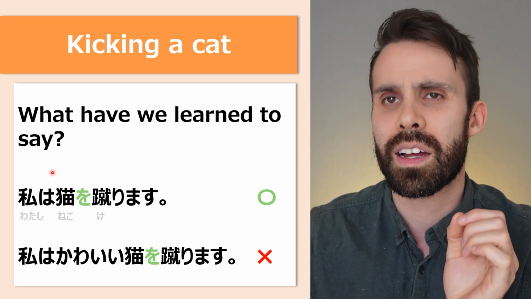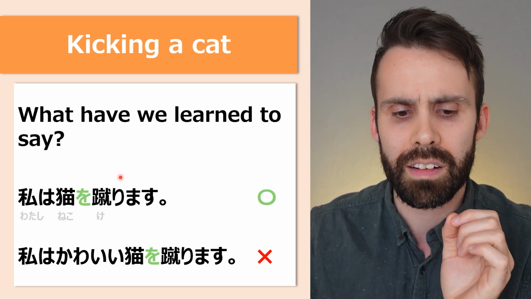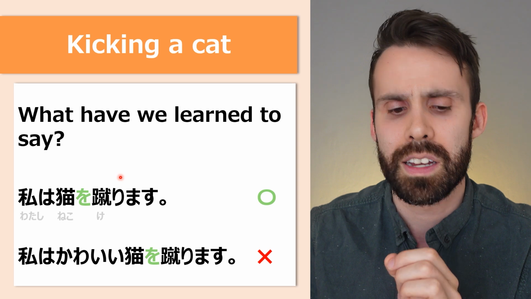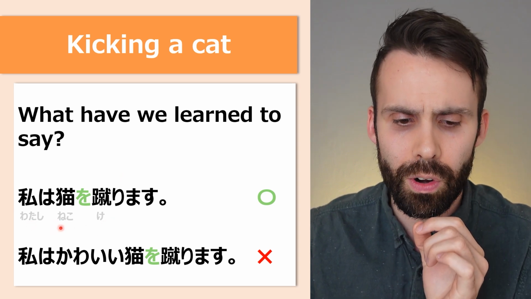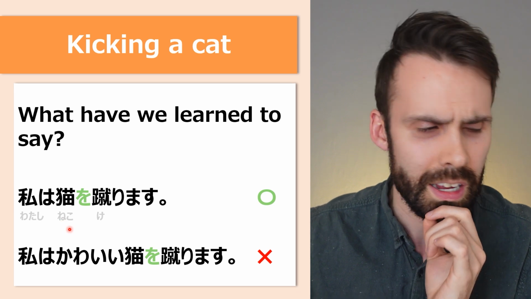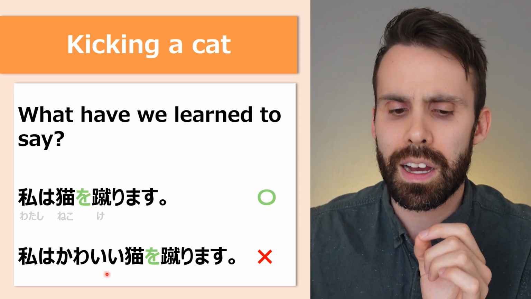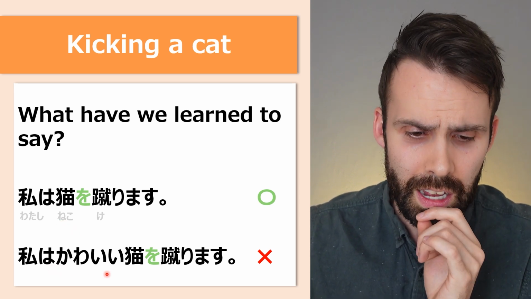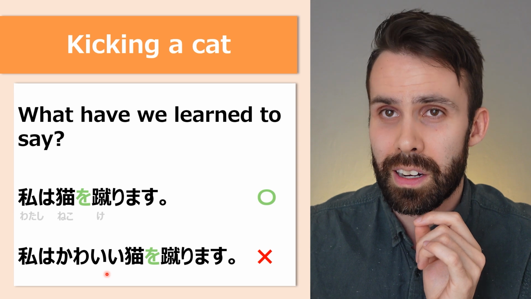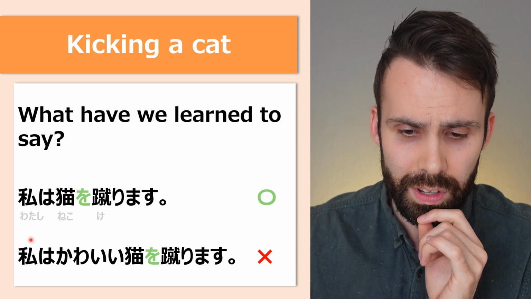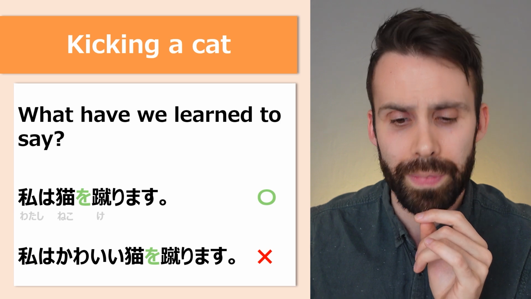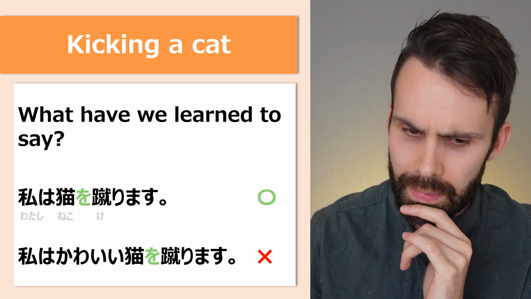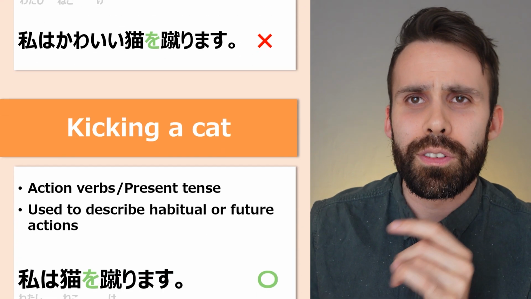But we still can't say watashi wa kawaii neko o kerimasu. So I kick a cute cat. And that's because we haven't learned adjectives yet. That's not until lesson 5. So stay tuned for that. But this is, of course, a grammatically correct sentence, even though it's something you maybe shouldn't do. You should only kick cats if they're not cute.